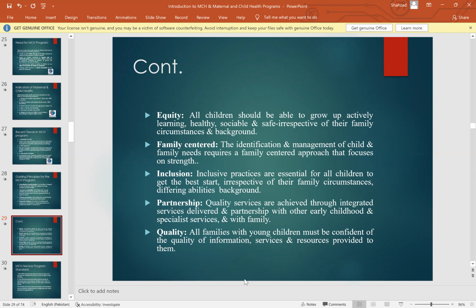differing abilities, and backgrounds. Partnership: quality services are achieved through integrated services delivered in partnership with other early childhood and specialist services and with the family. Quality: all families with young children must be confident of the quality of information, services, and resources provided to them.